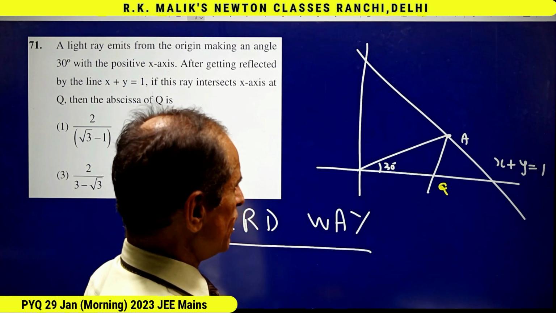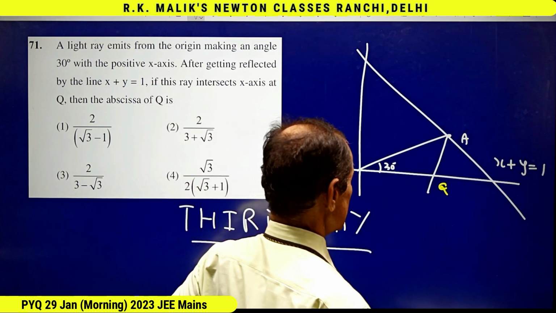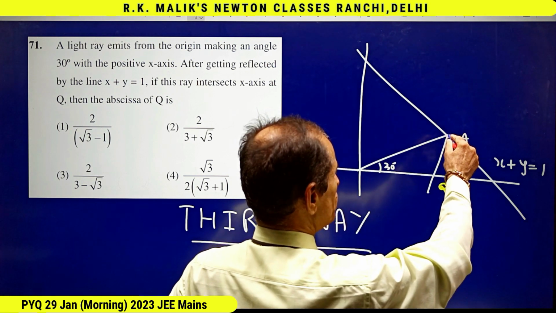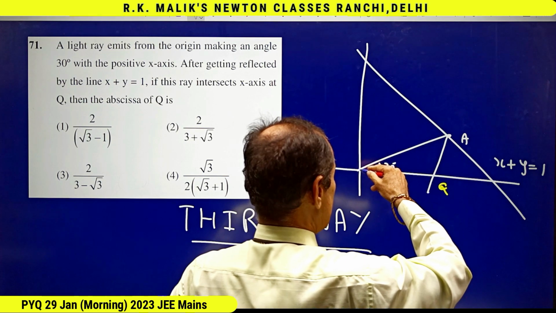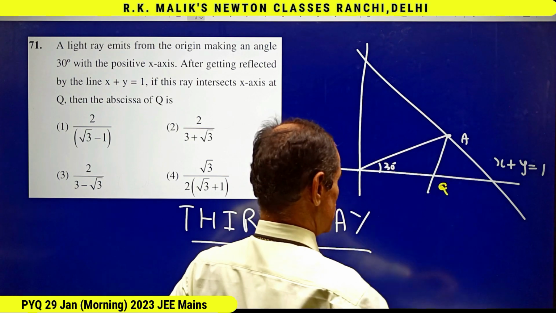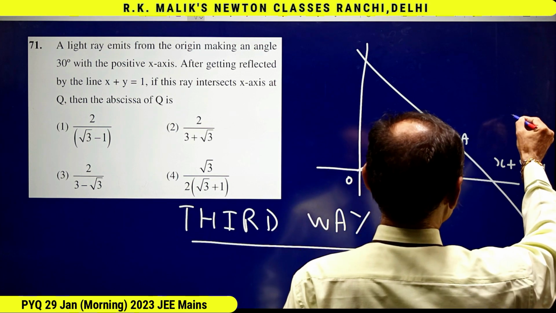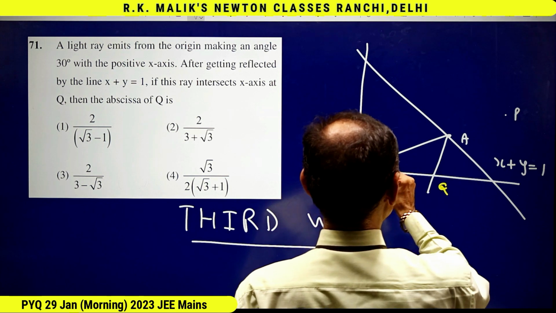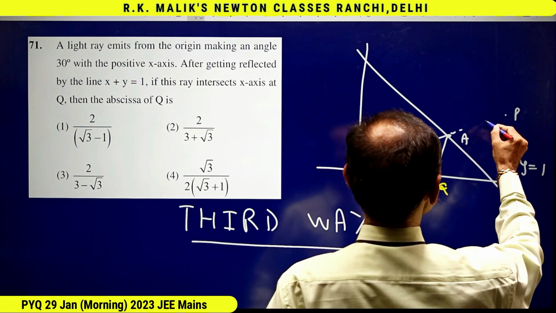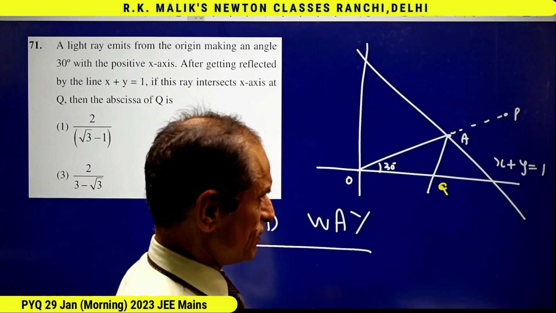In the previous way, I had done it this way: when QA is produced backward, it seems to be coming from the image of the origin in this line. Say the image of this point in this line is P. Then if OA is produced, it will surely pass through the point P.